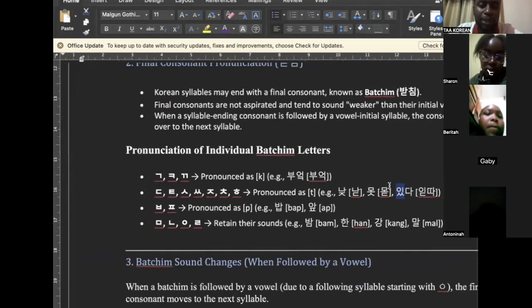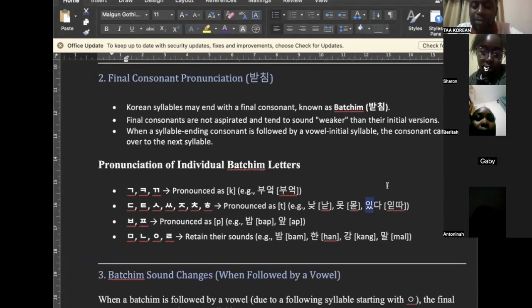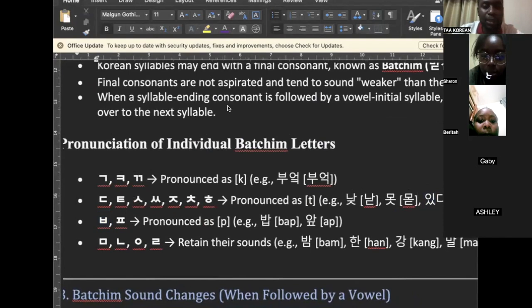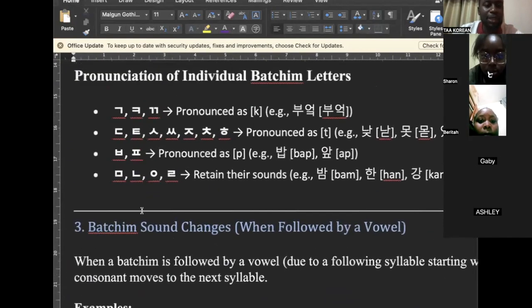Ita. Are we okay up until that point? Do we all know what a Batchim is? Kind of have an idea of what it is? Yeah. Okay. Let's move on. Now we have Pube and Pube. Yes. Let's see. Yes. Okay. SP says yes as well.